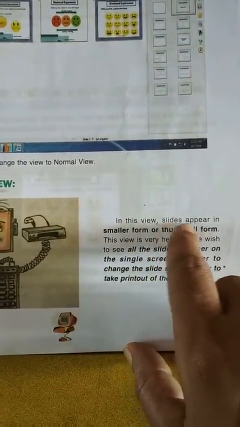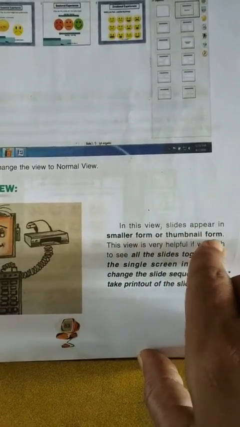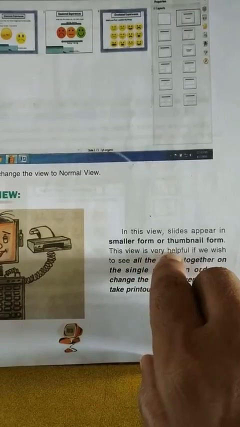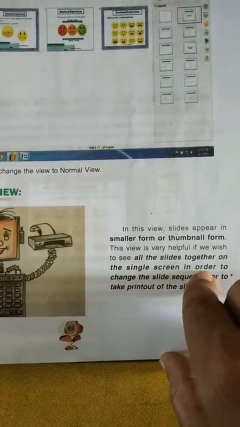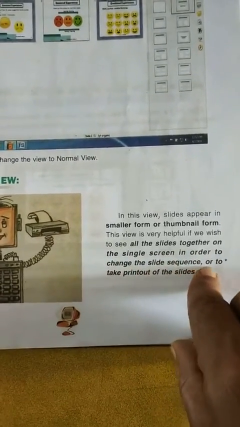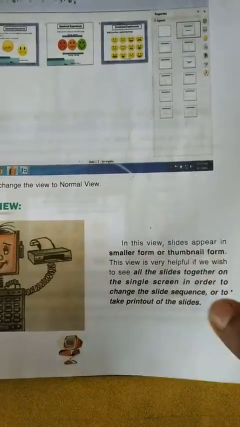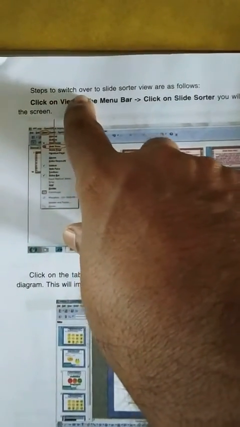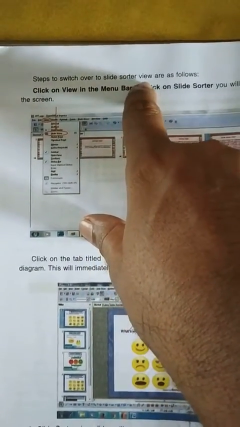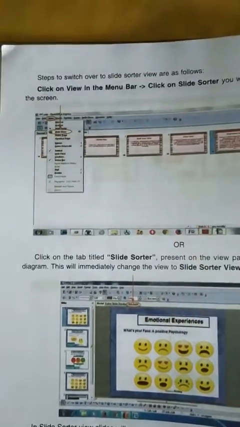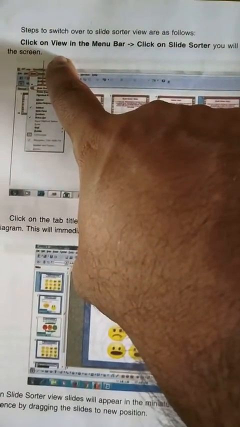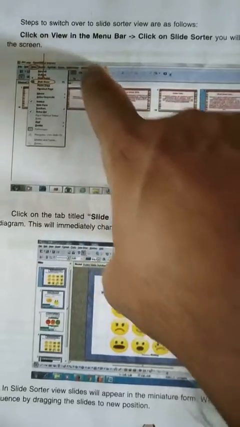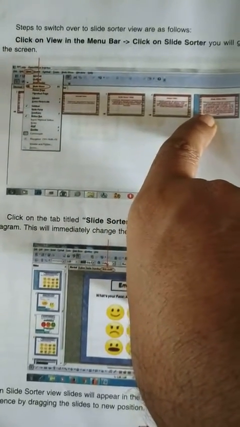Slide sorter view. What is slide sorter? In this view, slides appear in smaller or thumbnail form. This view is very helpful if we wish to see all the slides together on a single screen in order to change the slide sequence or to take a printout of the slides. Next are the steps to switch over to the slide sorter view. These are the same steps you will follow in OpenOffice Impress to view the slides in different views.